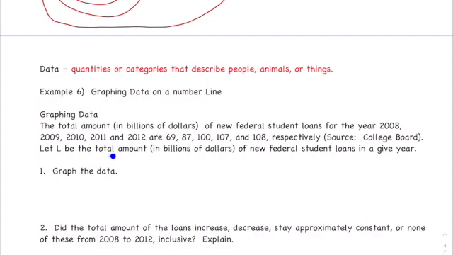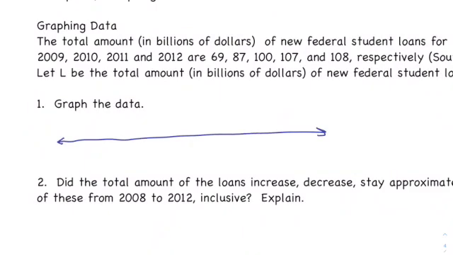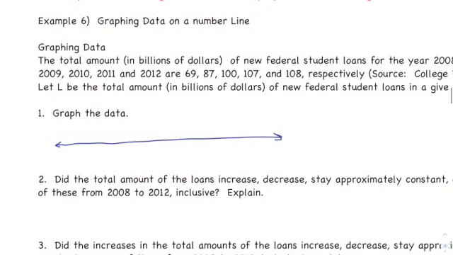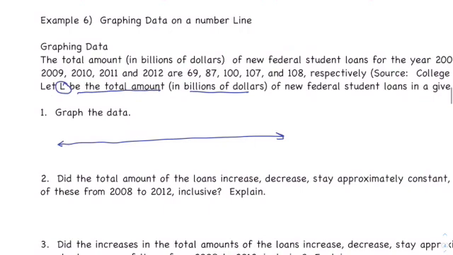Let L be the total amount in billions of dollars of new federal student loans in a given year. Now they want you to graph the data. They pretty much just want you to put down the data, which is the numbers in billions of dollars. So in this case, I am going to start probably at 65, and then I'm going to go 70, 75, 80, 85, 90, and so forth.